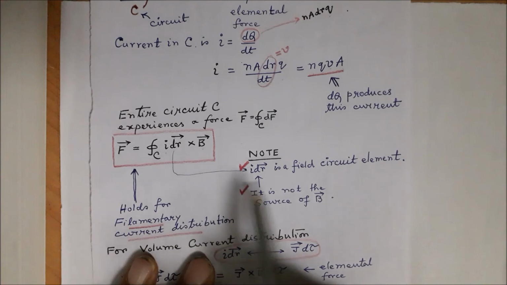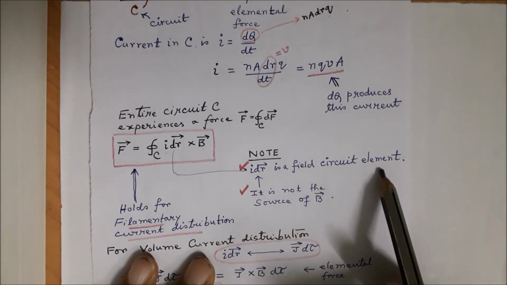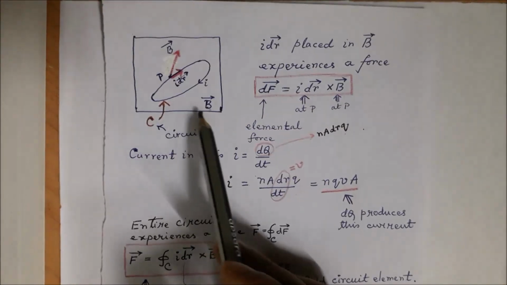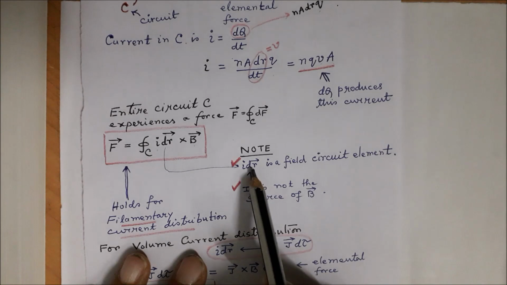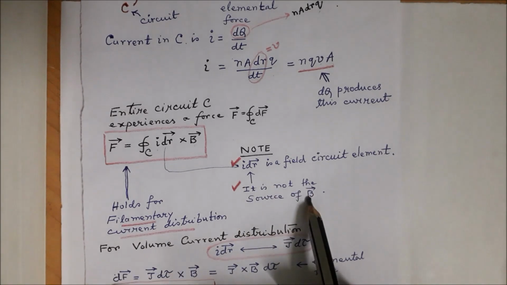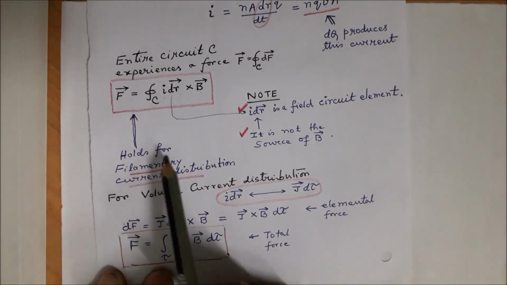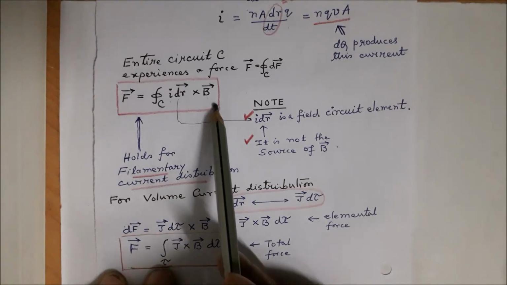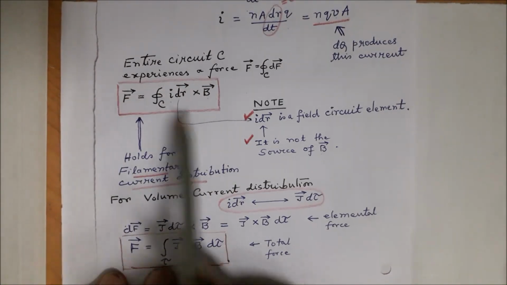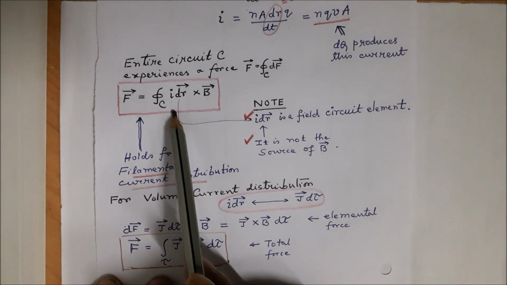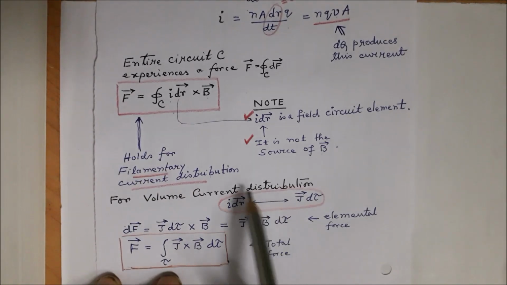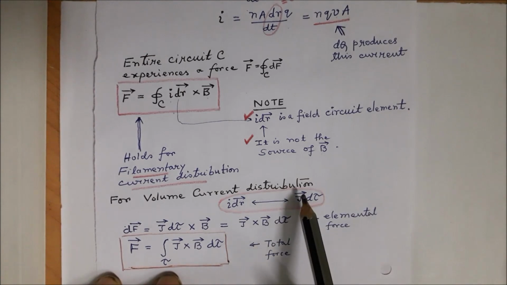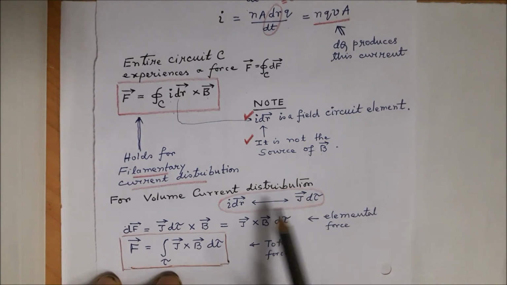So I dr is not the source here. Rather, it is a field circuit element because it is present in a magnetic field B, which it did not create. So I dr is not the source of B. Now, this is the result that holds for filamentary distribution. So what is the result for volume current distribution?